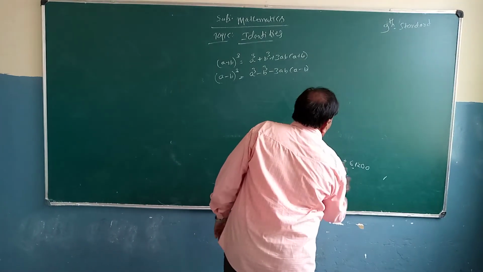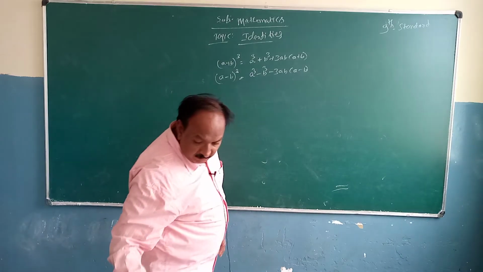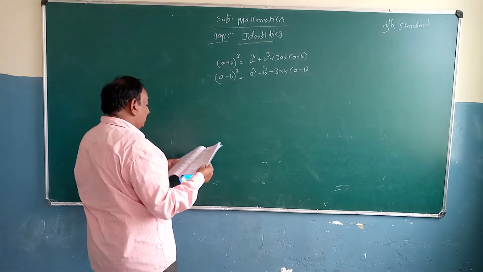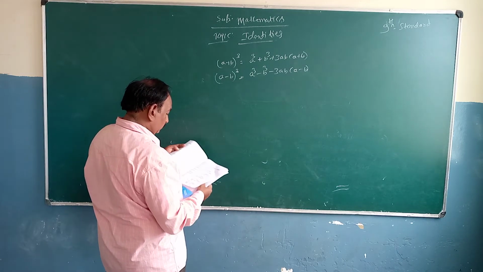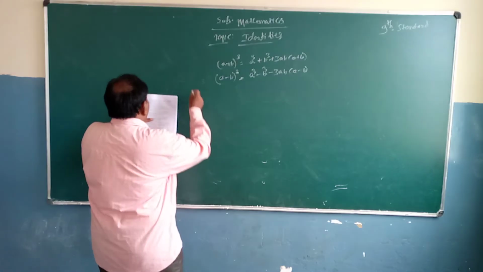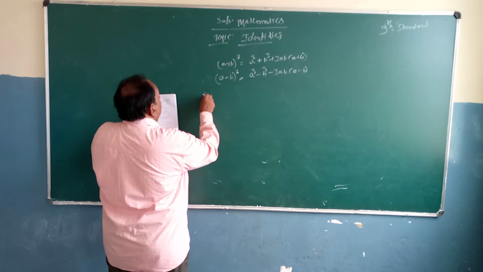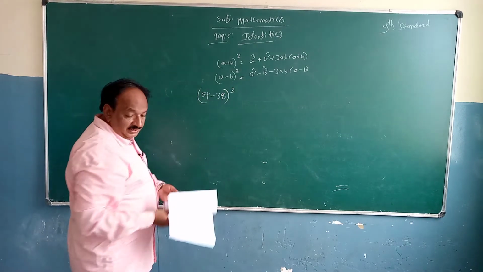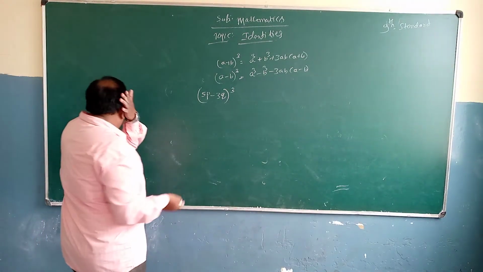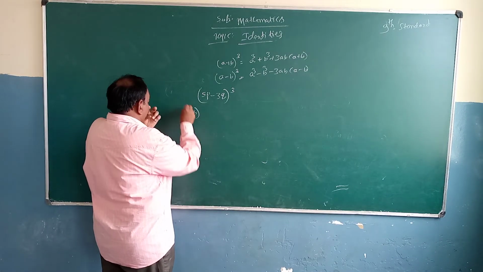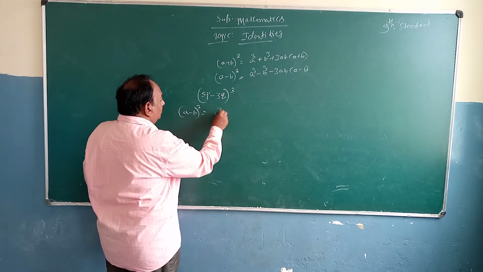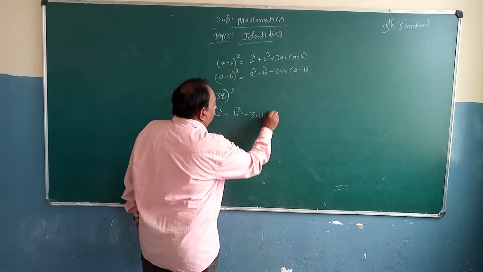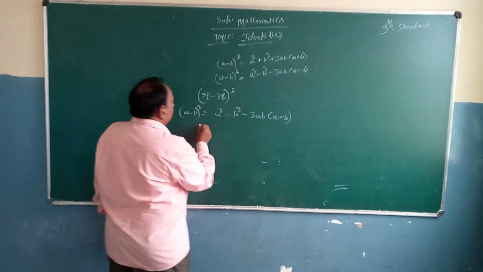We have solved the problems based on (a plus b) whole cube. Now we will pass on to the expansion of (a minus b) whole cube. (5b minus 3q) whole cube. This is of the form (a minus b) whole cube. (A minus b) whole cube is equal to a cube minus b cube minus 3ab into (a minus b).